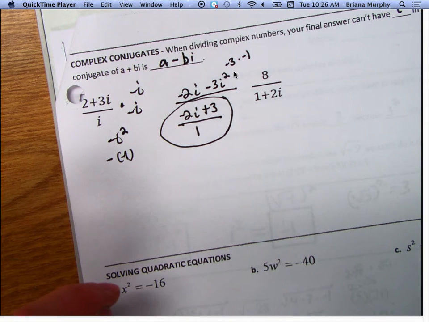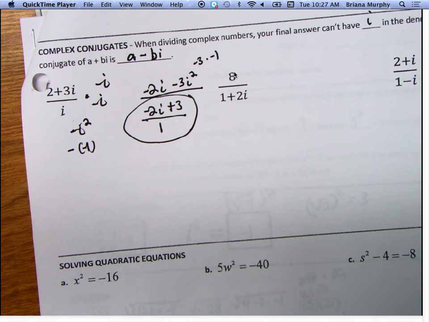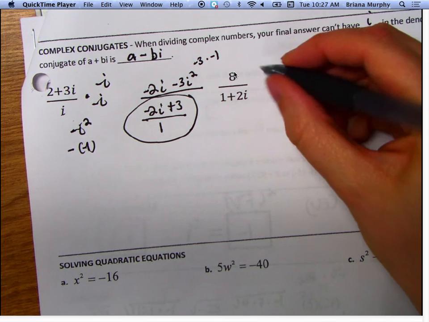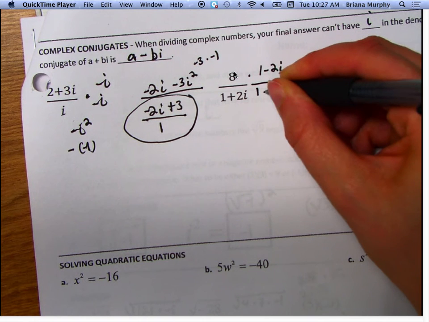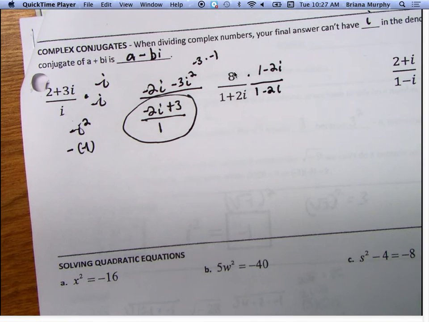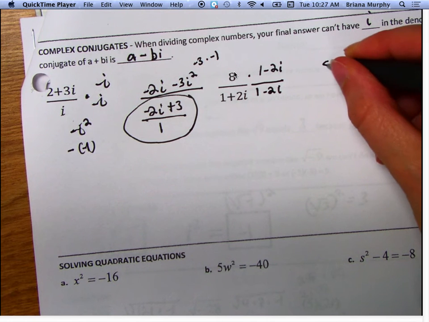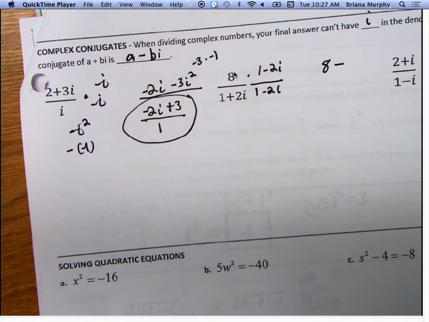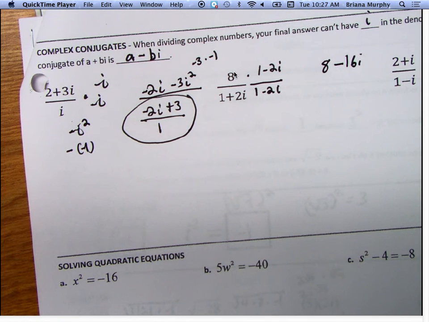All right, let's look at number 2. What is the conjugate of 1 plus 2i? Yes, 1 minus 2i. And we have to multiply it by the top and the bottom. If we look at the top, we could just distribute the 8. Agreed? So 8 times 1 is 8, 8 times negative 2i is negative 16i. Okay, that part's done, right? So I'm just keeping that there.